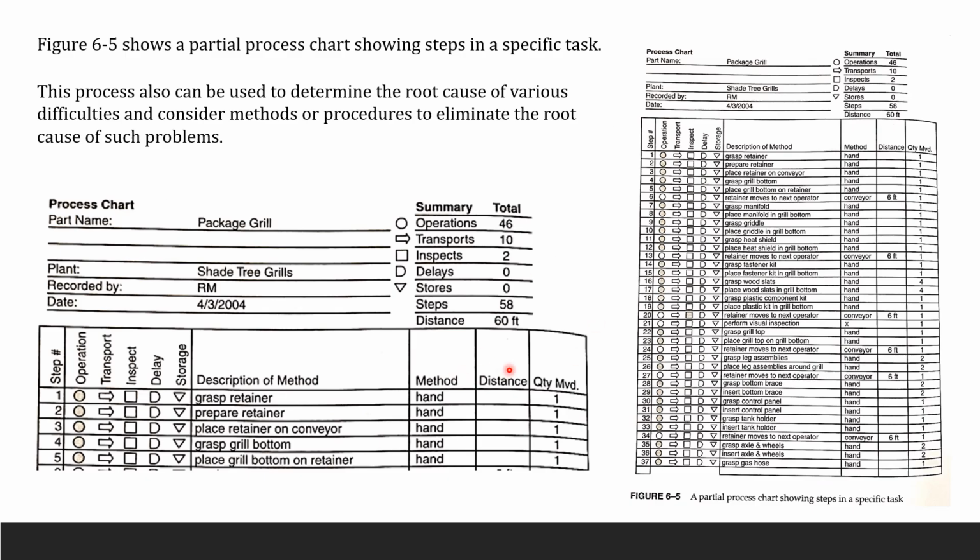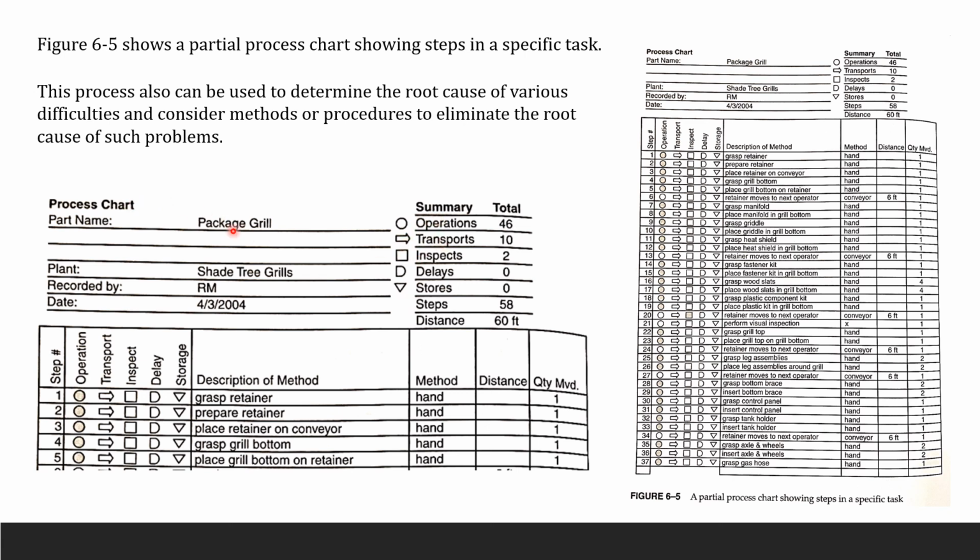This is Figure 6.5. It shows a partial process chart with steps in a specific task. This process chart can also be used to determine the root cause of various difficulties, and then we consider methods or procedures to eliminate the root cause of such problems. Here in this chart, the part name is package grid in this example. The plant is Shape Tree Grills, recorded by this person, RM, with this date. And here are your symbols, operation.